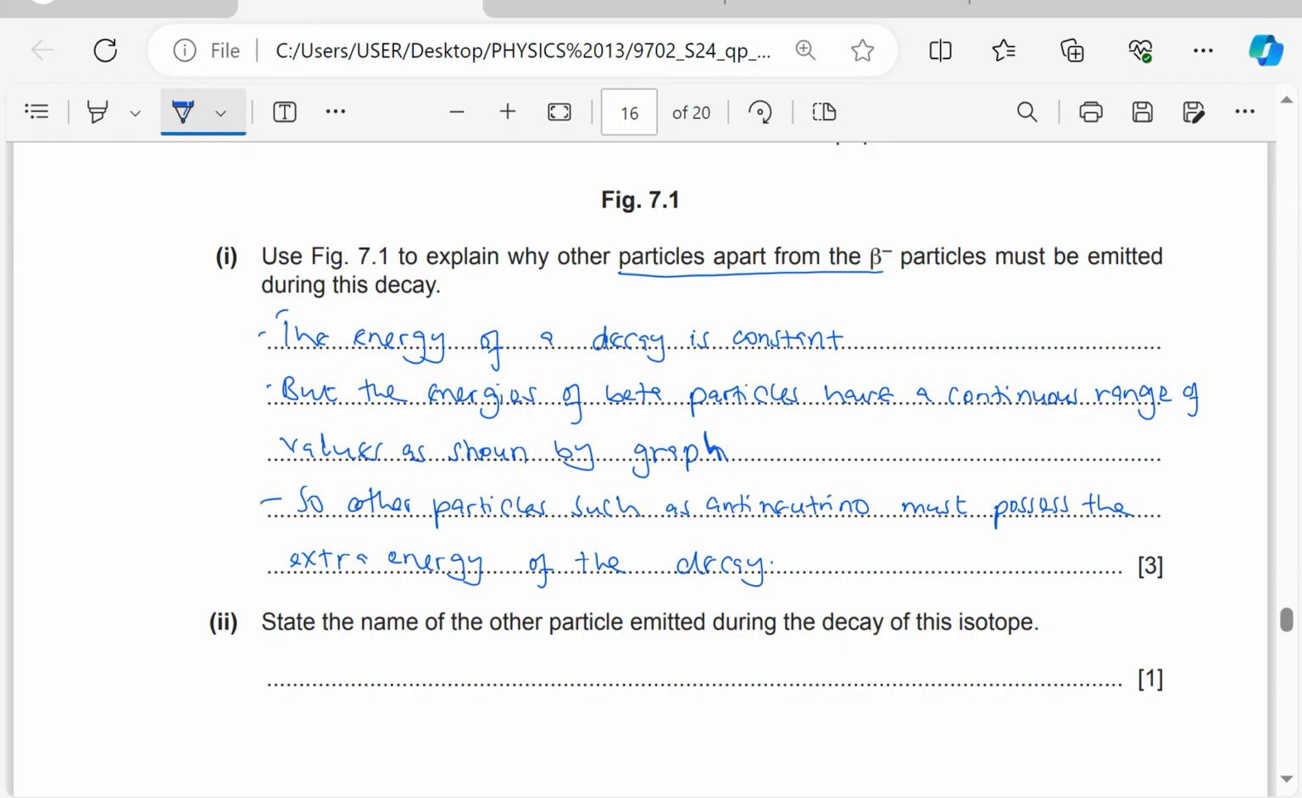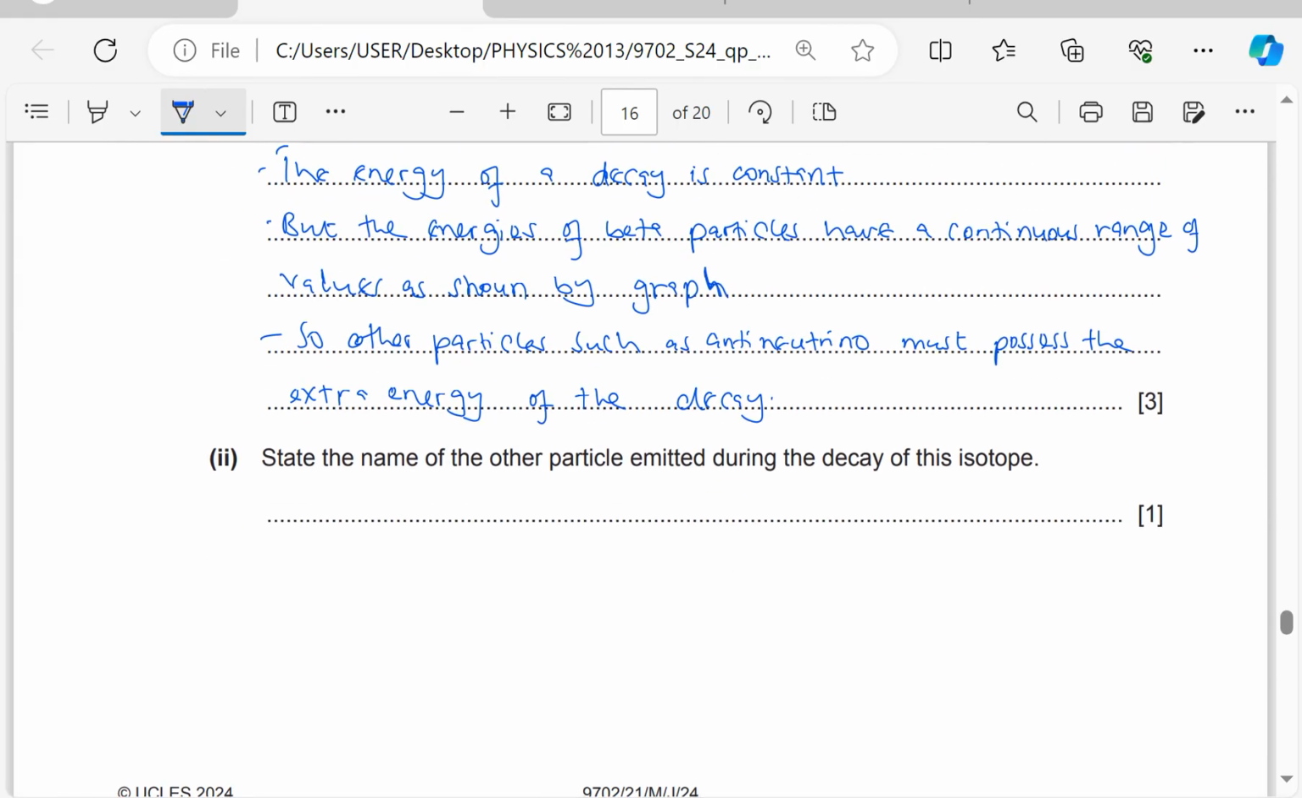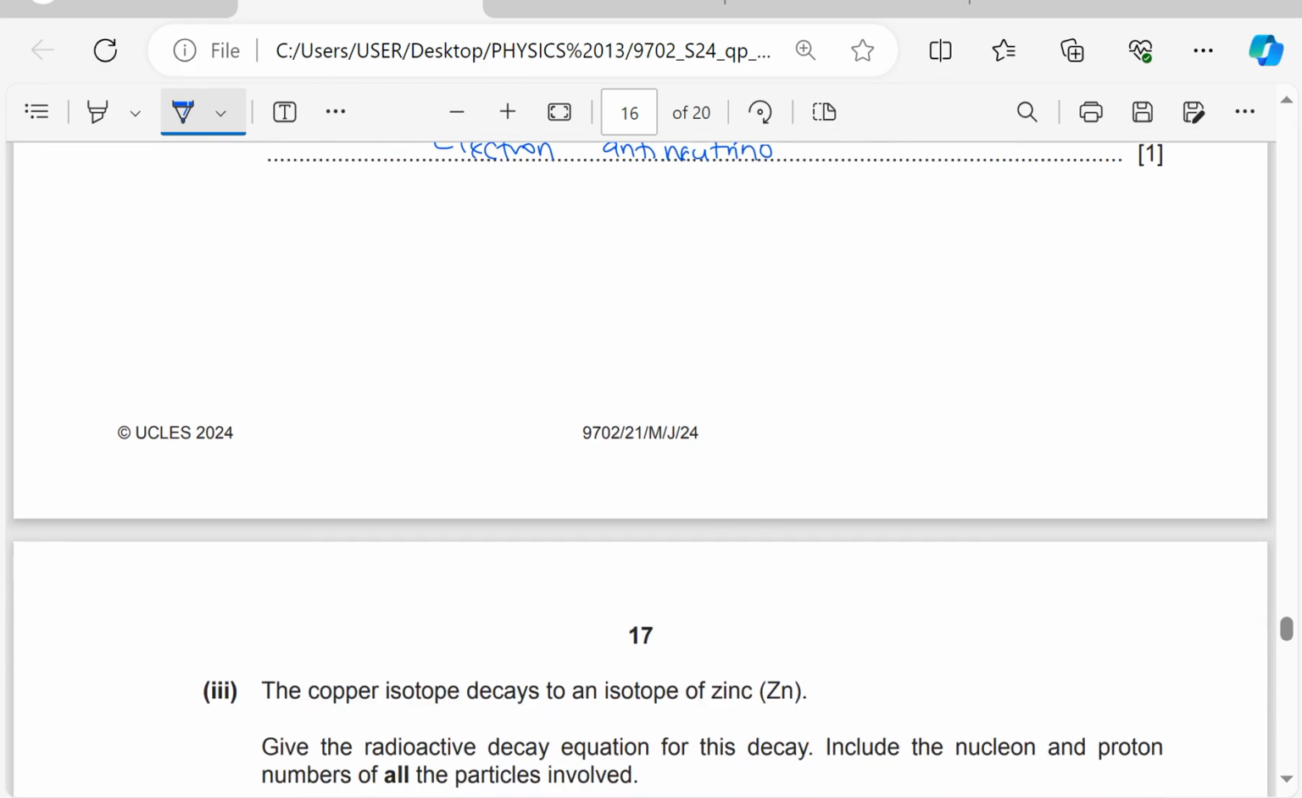And lastly, state the name of other particles emitted during this decay. Of course, this is the antineutrino. If you want to be very specific, you can say the electron antineutrino.